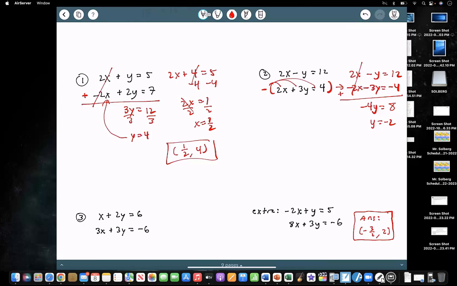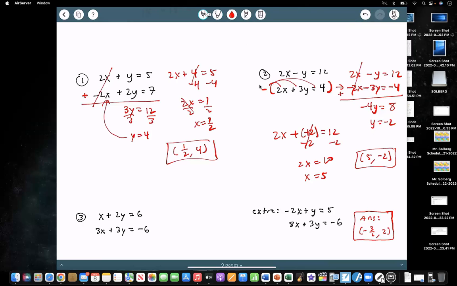Okay, so I could go back and plug that in. So if I choose the first one, 2x minus y, and y is negative 2. Okay, so this becomes plus 2, right? Minus a negative. So to undo a plus 2, I can minus 2 from both sides. So I get 2x is equal to 10. Divide both sides by 2, so we get x is 5. So my x is 5, my y is negative 2.